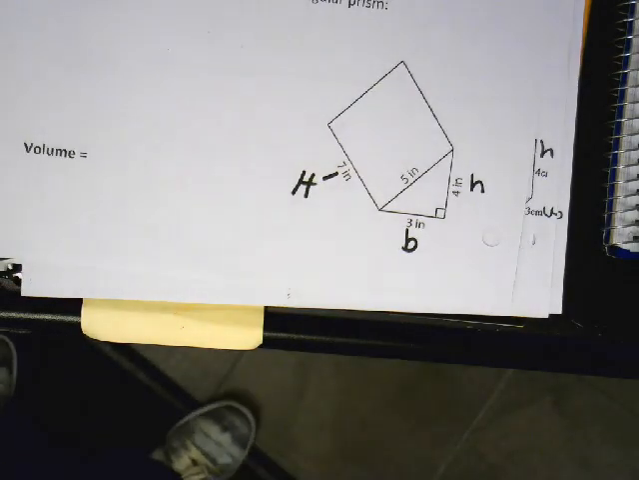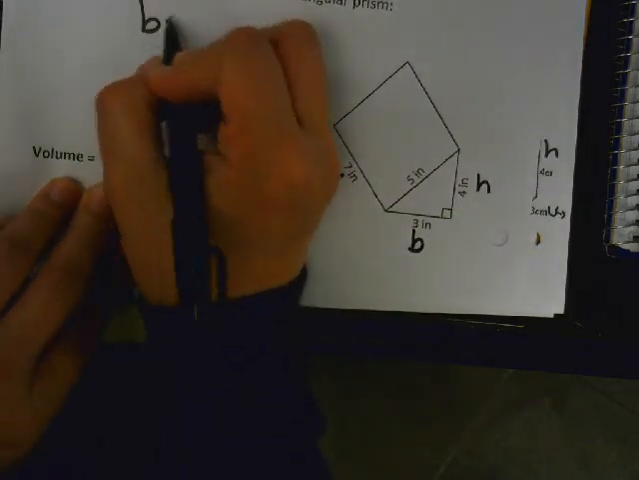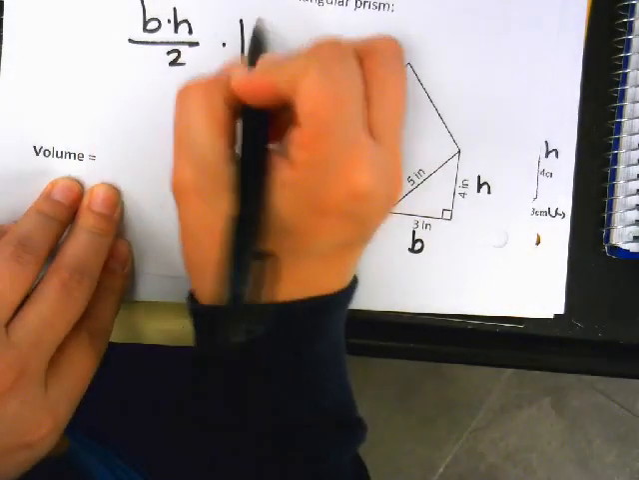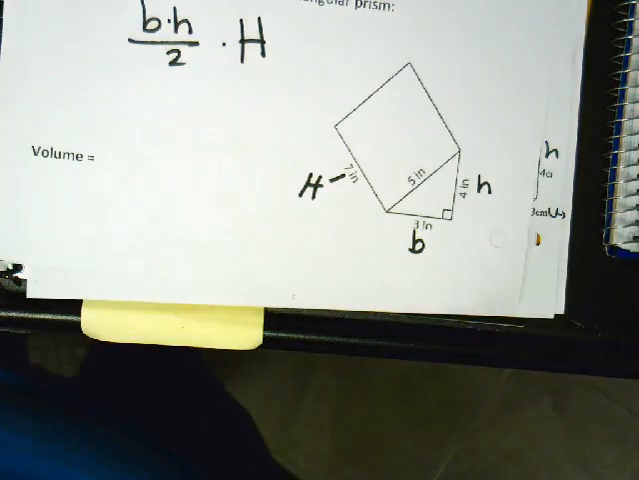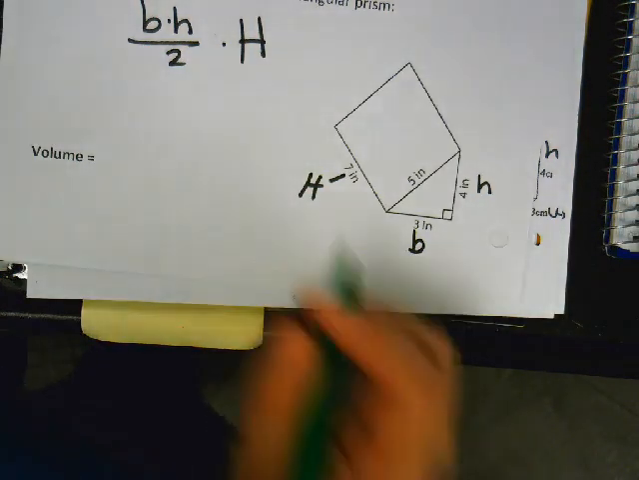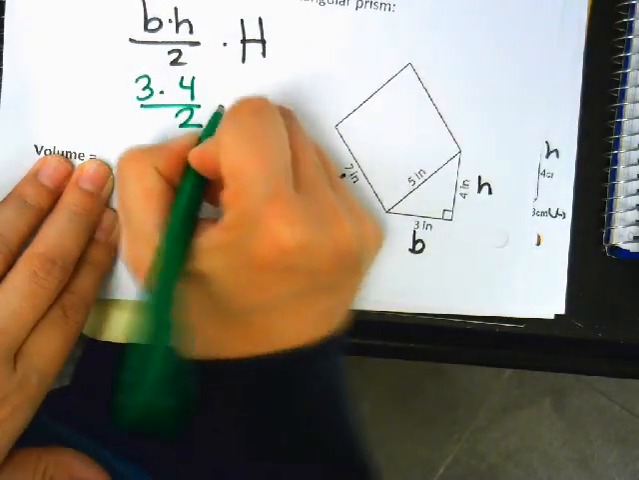So it's always a big number. Not always, but it makes sense that it would be, right? But not always, Dylan. All right, so let's plug it in. Base times height divided by 2 times your big height. What's the base? 3. What's the height? 4, divided by 2, times 7.